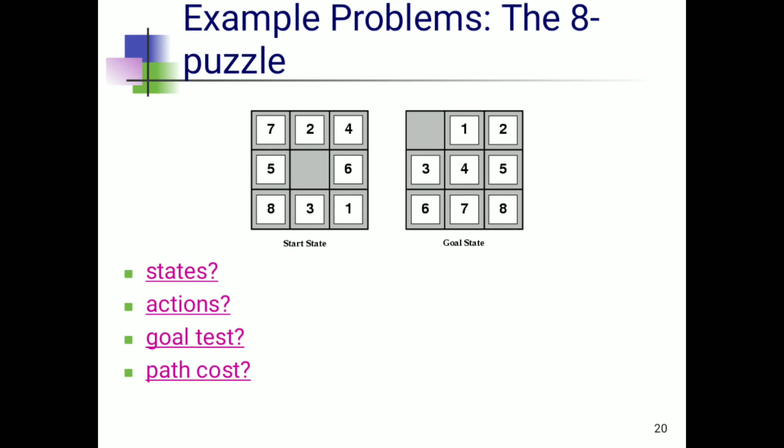Now we'll see the second example problem, the 8 puzzle. Here we can see the start state and the goal state. We have to start from the start state and reach the goal state. So now we have to formulate the problem for this. We have to finalize what will be my states, what will be action, what will be the goal test, and path cost.